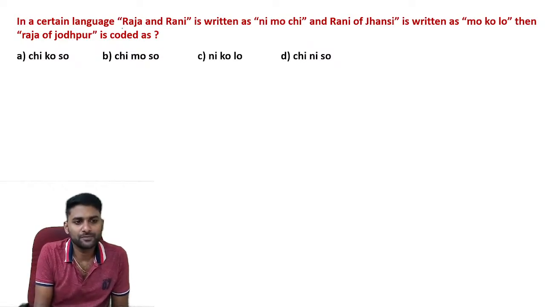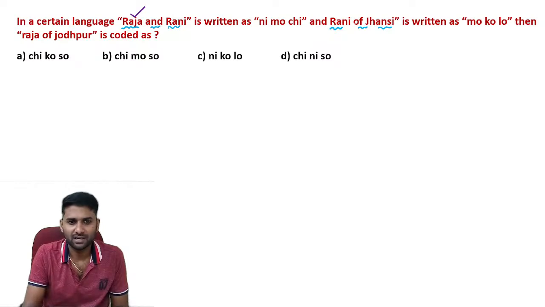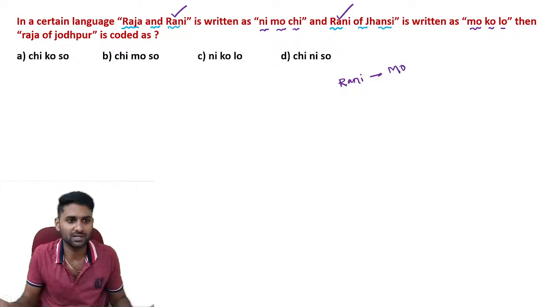Guys, if you observe these statements, if any specific words are repeated, definitely the code language is also repeated. That is the common point you have to understand in this question. Now see, Raja is not repeated here. If you go through Rani, yes, Rani is repeated here and here. Definitely one of the codes is also repeated. So we can conclude that Rani is coded as M.